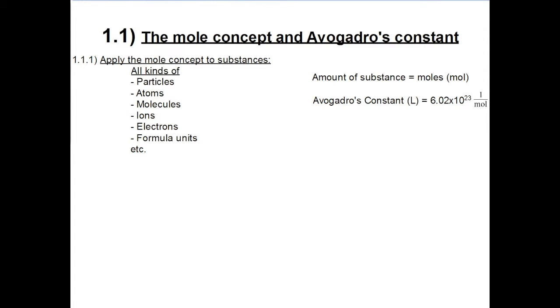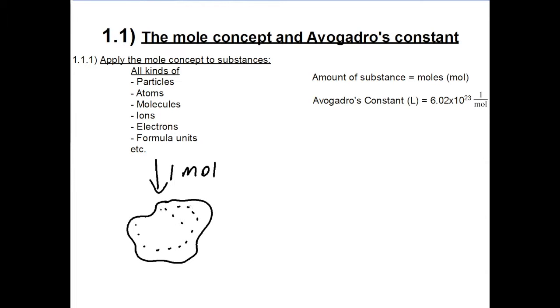Okay, so if you apply the mole concept, that means if you take 1 mole of any of these particles or atoms or molecules, that is 1 mole of the substance, that means that you will have this mass right here, which consists of many particles or atoms, and you have exactly 6.02 times 10 to the power 23 of the particles of the substance.